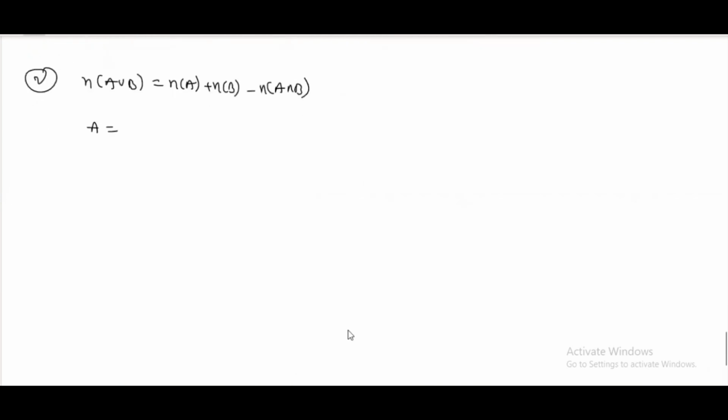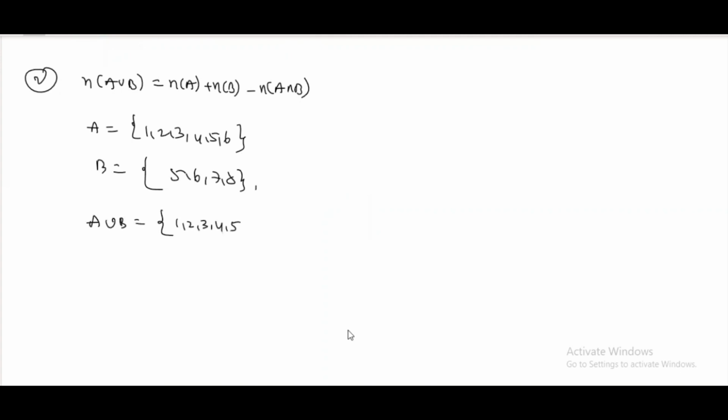If I take set A as 1, 2, 3, 4, 5, 6 and set B as 5, 6, 7, 8, then A union B will be 1, 2, 3, 4, 5, 6 union 5, 6, 7, 8. So what is the union of these two sets? It is 1, 2, 3, 4, 5, 6, 7, 8. We write a number only once if it repeats.